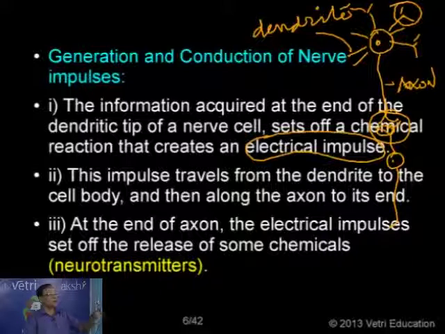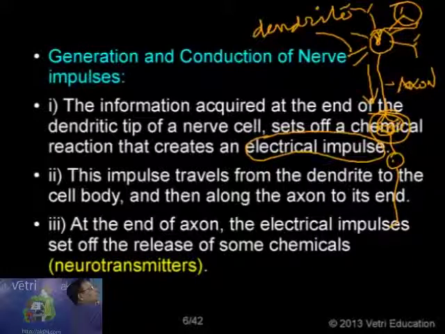Now, once the electrical impulse is created, it is passed on from the dendrite to the cytosol. This is the second stage. This impulse normally travels from the dendrite to the cell body, and from the cell body it is passed all along the axon to the end. Now, this is the end of the axon, for example.